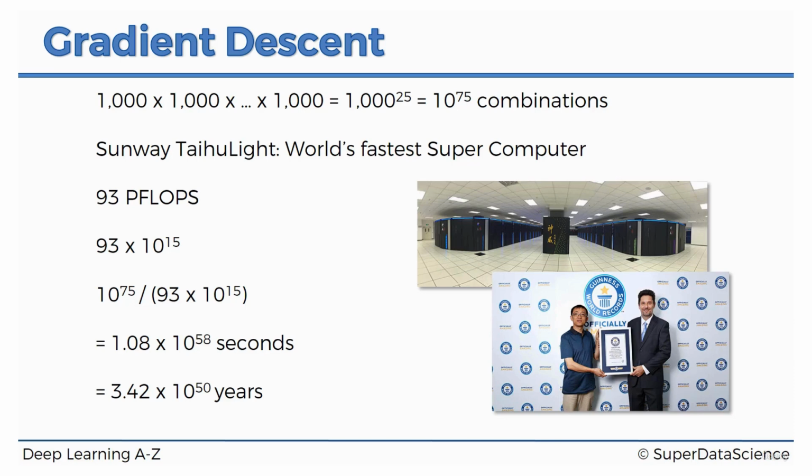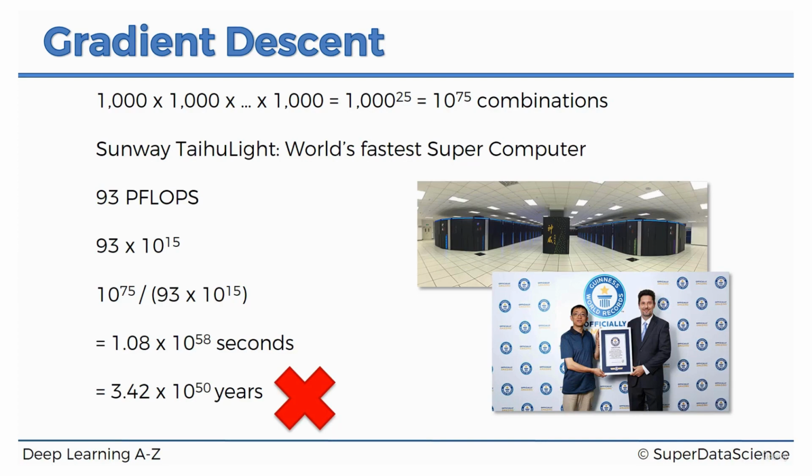That is a huge number. That is longer than the universe has existed. This number is so huge, it's just definitely not going to work for us at all in our optimization. So there we go. This is a no-no even on the world's fastest supercomputer, Sunway TaihuLight. So we have to come up with a different approach.